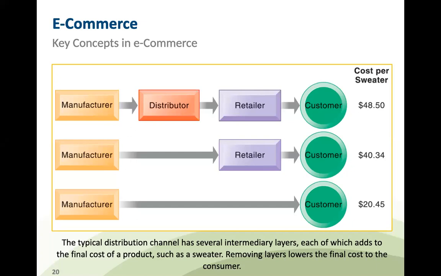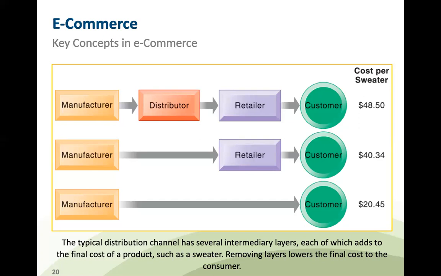So this is one example regarding intermediaries. Let's say you have a manufacturer, a distributor and a retailer, and only then can the product reach the customer. The cost per sweater, let's say this is about selling a sweater, is $48.50. If there's no distributor, the cost will be reduced to $40.34. And if you can do direct selling, the cost is reduced to more than halfway, just $20.45.